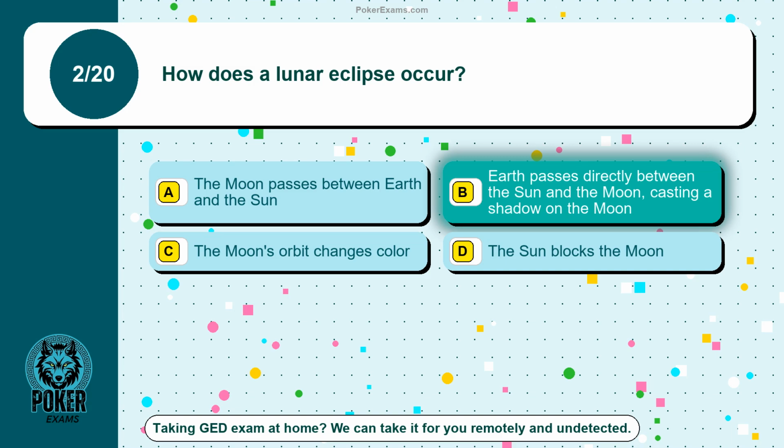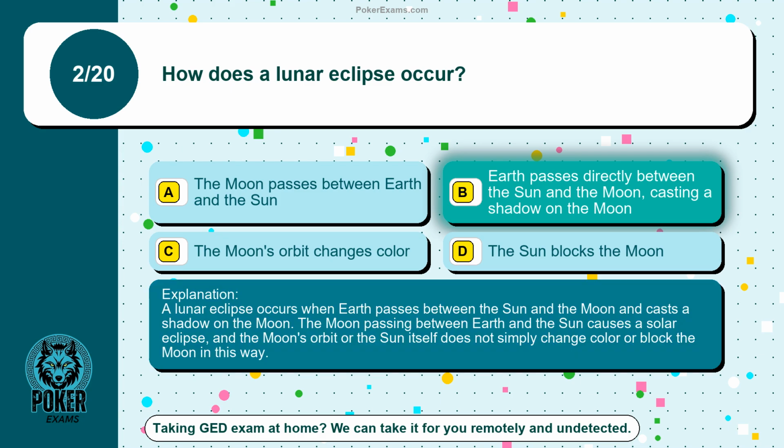The correct answer is option B. Earth passes directly between the Sun and the moon, casting a shadow on the moon. A lunar eclipse occurs when Earth passes between the Sun and the moon and casts a shadow on the moon. The moon passing between Earth and the Sun causes a solar eclipse, and the moon's orbit or the Sun itself does not simply change color or block the moon in this way.